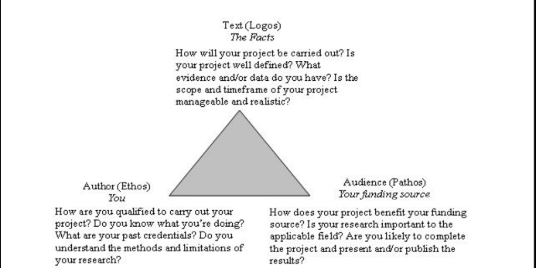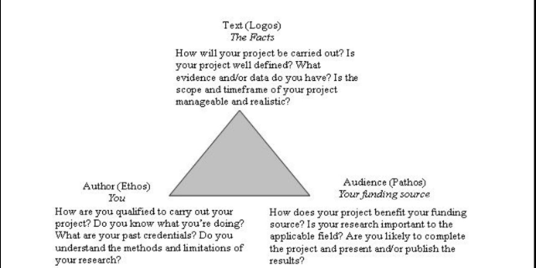Here's another version, and hopefully it's a little more helpful. These last two images are images of what's called the rhetorical triangle. So you have text, audience, author. The text is, how will your project be carried out? Is your project well defined? What are your facts? What evidence or data do you have?